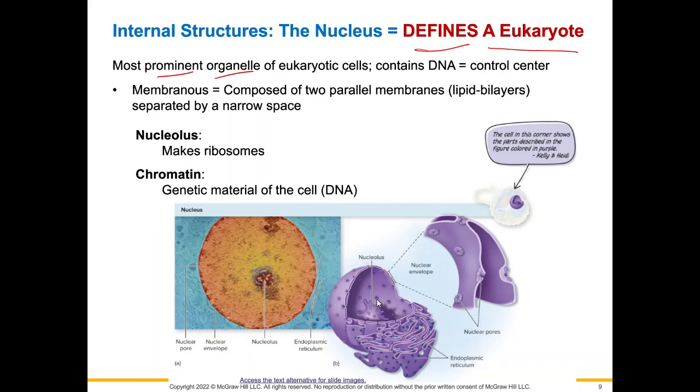This organelle is also considered membranous. You'll see several of the organelles are, but basically it just means that it's composed of two parallel membranes, lipid bilayers again, similar to the plasma membrane. We also have another organelle called the nucleolus. It is inside of the nucleus, and it's a site where ribosomes are made. And then last definition here, chromatin, that's our DNA, and again, it is housed within this nucleus.